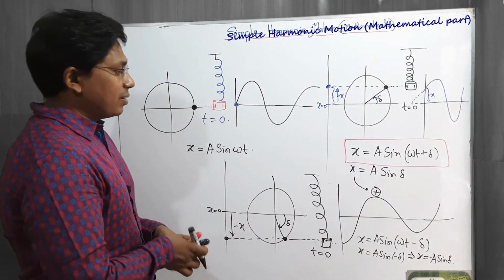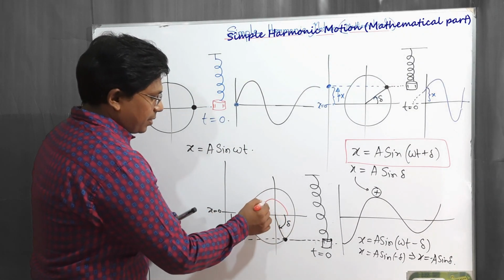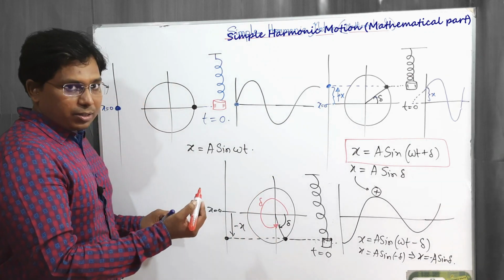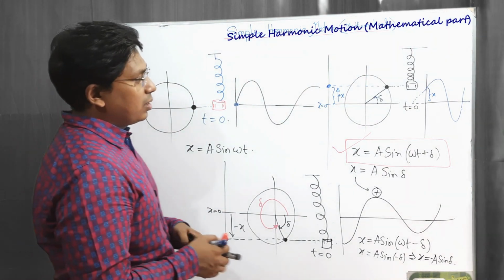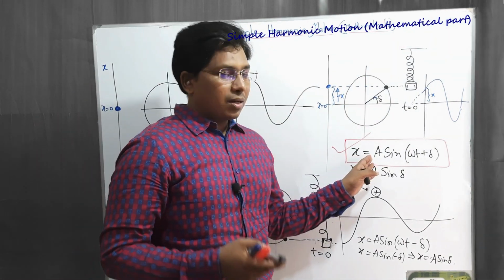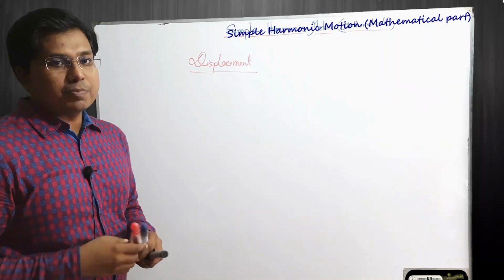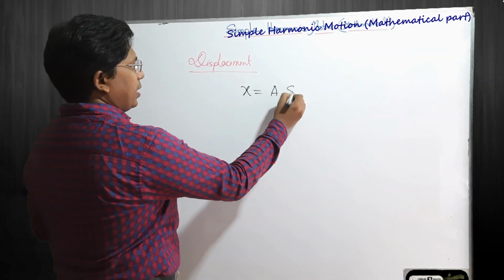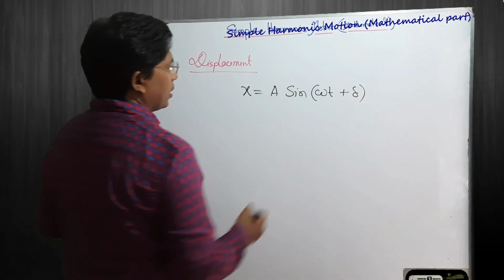And you can convert it into the plus equation also. How? If we consider the angle from the anticlockwise direction, if you consider this is the δ, you can always choose this equation. So I recommend that you always memorize this equation for displacement. We can confirm the equation of the displacement is x = A sin(ωt + δ).